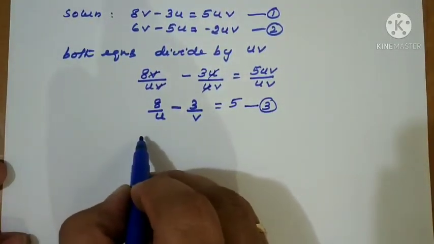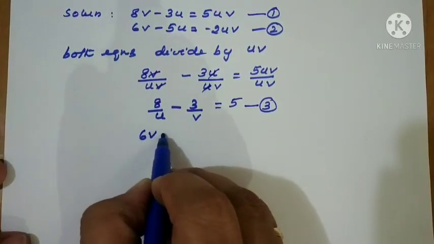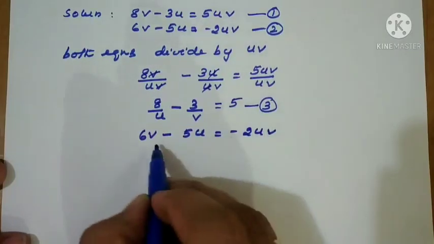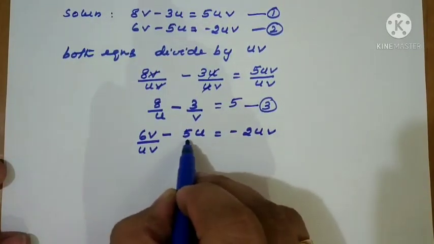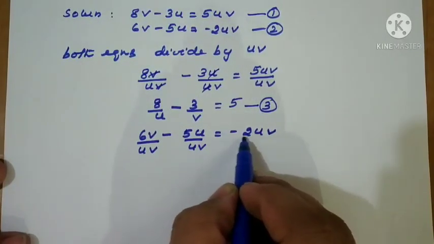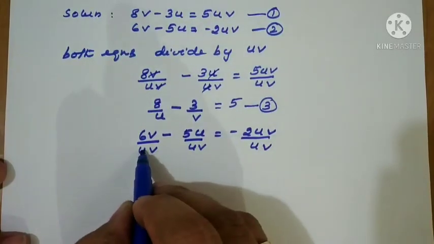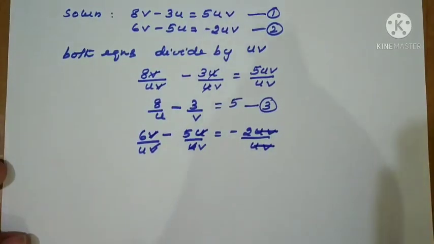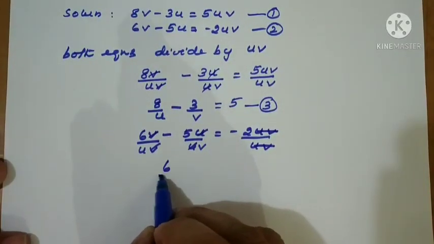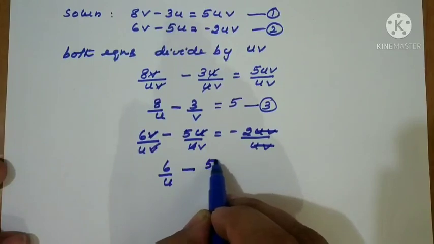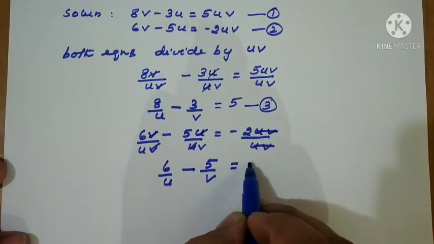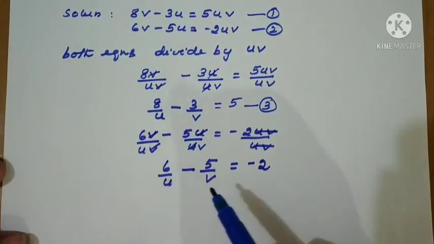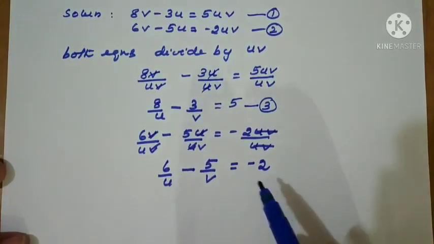Similarly, we are dividing the second equation, 6v minus 5u equal to minus 2uv, again by uv. Here also by uv, here also by uv. So here v will get cancelled, here u will get cancelled, here uv will get cancelled. So what is remaining? 6 by u minus 5 by v equal to minus 2. Right? 6 by u minus 5 by v equal to minus 2.